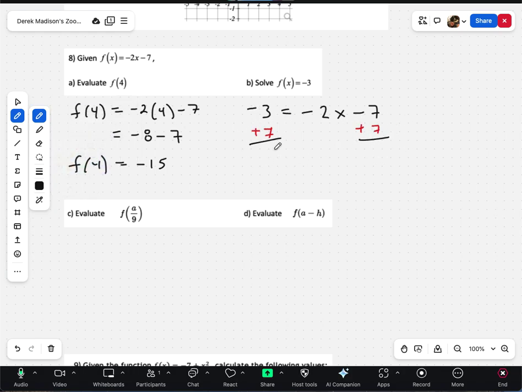And -3 plus 7 is going to be 4 equals -2x. And then dividing the -2 over, we would get x equals -2.